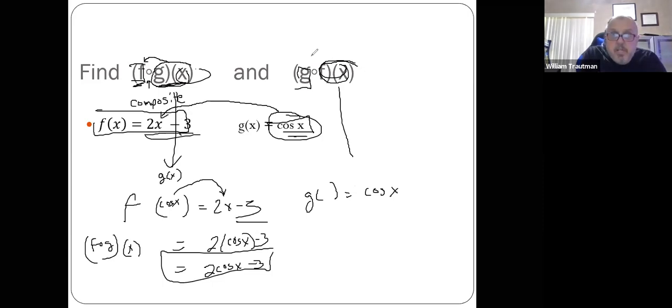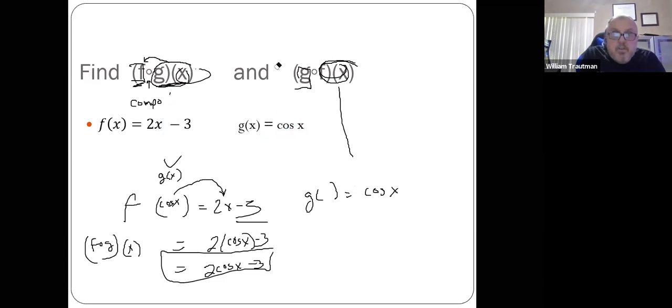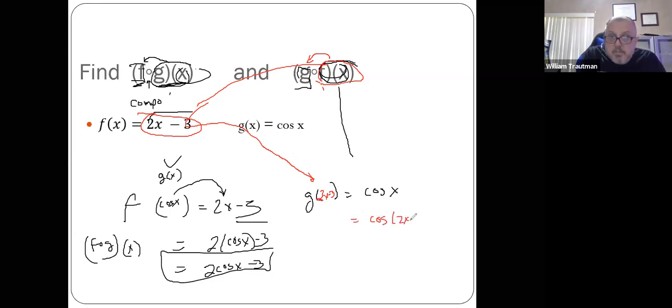Let me clear out this other stuff. So first we're going to find the f function. There's the f function. We're finding this one first, and we're putting it inside of the g function. We're putting this f function into the g function. And then 2x minus 3 goes in here. In other words, 2x minus 3 goes in here.